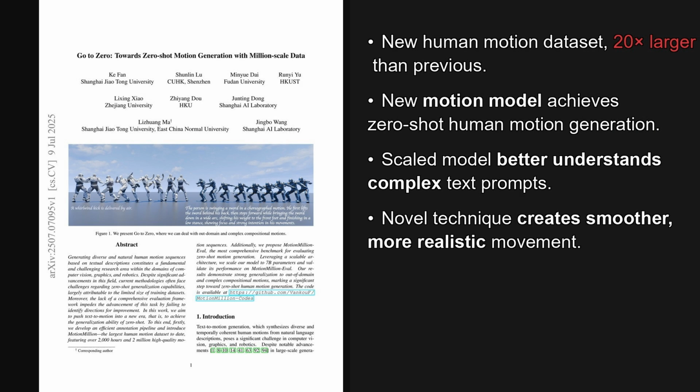So taking all these results together, what this work really shows is that scaling up, it works. By creating the massive MotionMillion dataset and a powerful 7 billion parameter model to learn from it, the authors have made a huge leap towards true zero-shot motion generation. And zero-shot generation just means the model can create motions for text prompts it has never seen before, showing real understanding. This combination of massive, high-quality data and a scalable model truly sets a new foundation for the field.